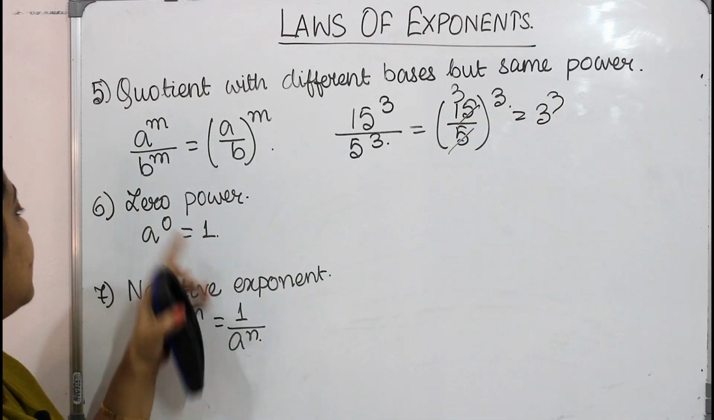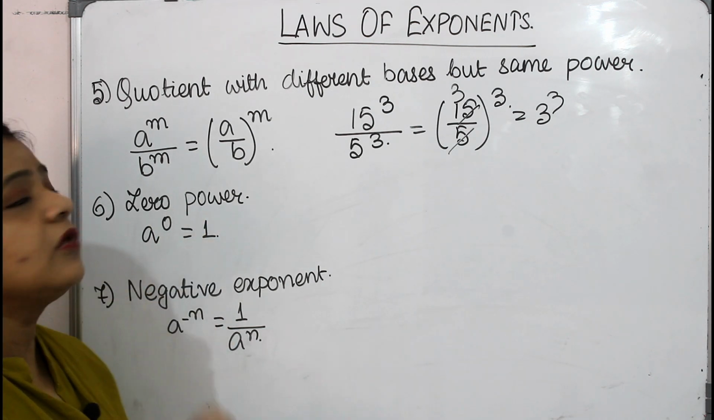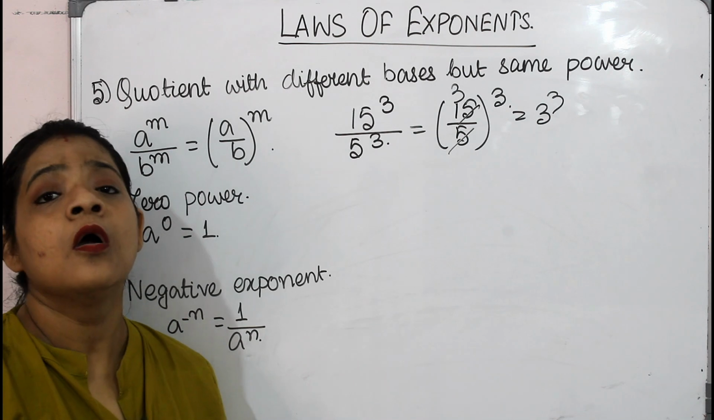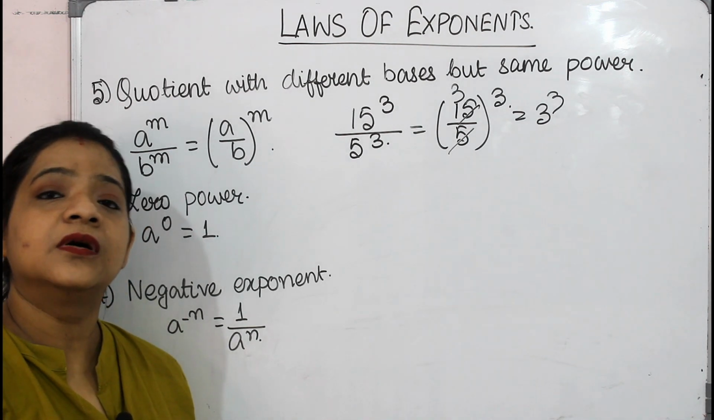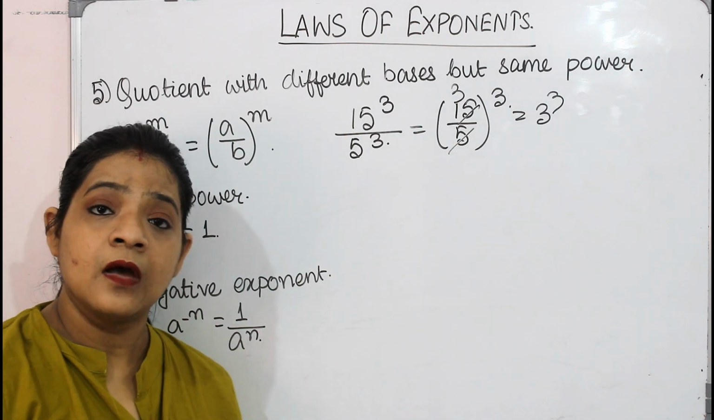The sixth rule is the zero power, that is a to the power of 0 equal to 1. So any number, if it has the power 0, will be taken as 1.